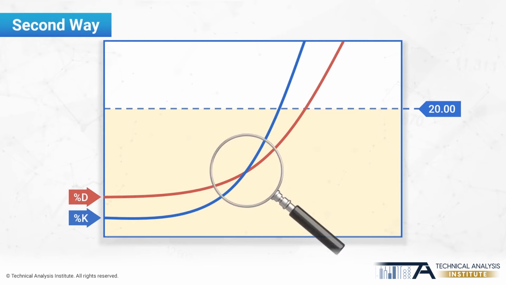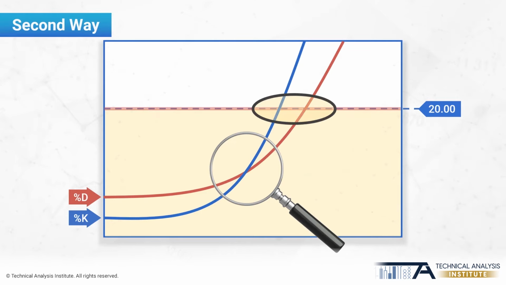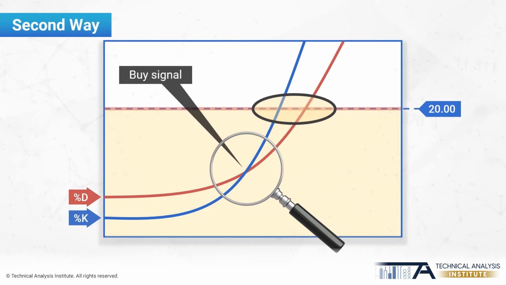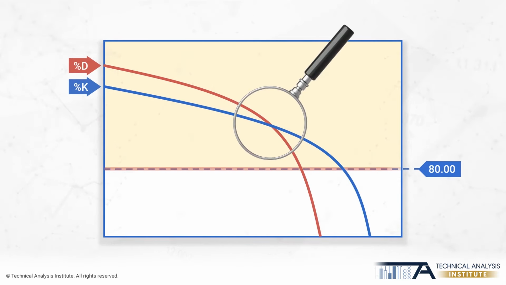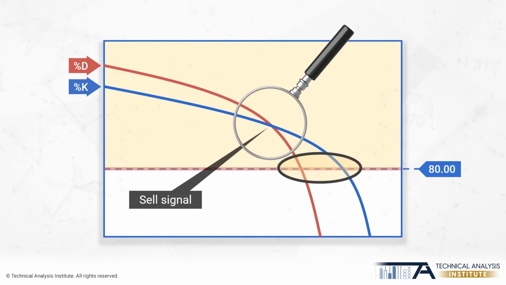The second way to use stochastic is very useful. You simply wait until the two lines, percentage %K in blue and percentage %D in red, cross. And that gives you a buy or sell signal. However, you still have to wait until both lines have penetrated the overbought or oversold areas if the crossing occurs within those areas. Once they are both in the oversold area and they cross up, you have a buy signal. Once both lines have gone into the overbought area and they cross down, you have your selling signals.